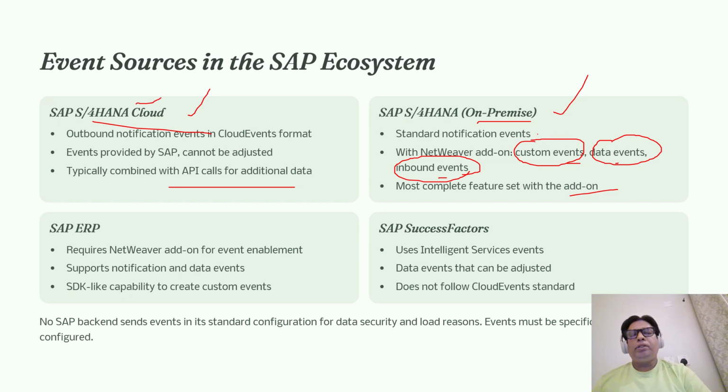And also ERP. Even ECC 6.0, the old versions of ECC, also require an add-on if you want to enable the event-driven platform. Okay, the event supports notifications, data events and an SDK-like capability to create customer events also. And SuccessFactors we already discussed, it has some intelligent event services. So SAP SuccessFactors works like an event-driven platform with some intelligence. It has data events that can be adjusted.